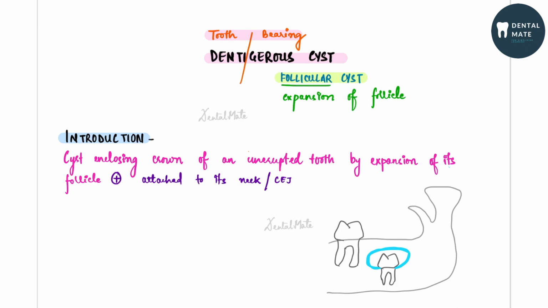So, this cyst encloses the crown. We can see here, this is the crown, and the cyst is completely enclosing the crown. So, this cyst encloses the crown of an unerupted tooth by the expansion of its follicle. This was the follicle of the tooth. It got expanded and the cyst was formed. Along with that, it is attached to the neck or CEJ area.